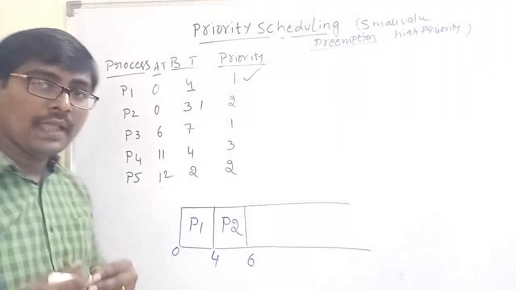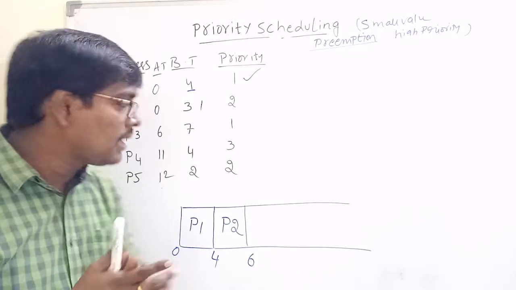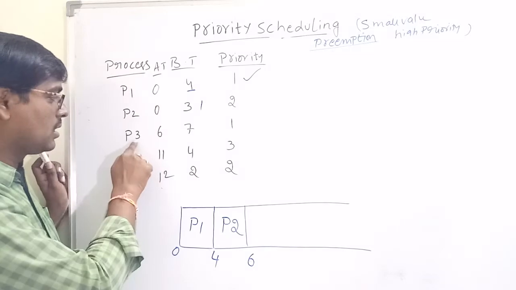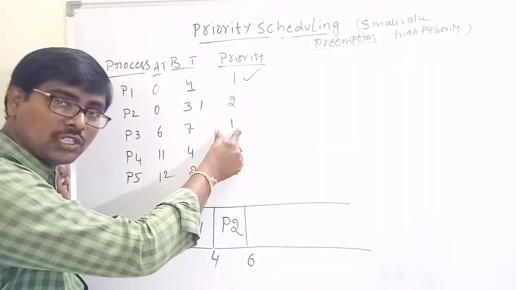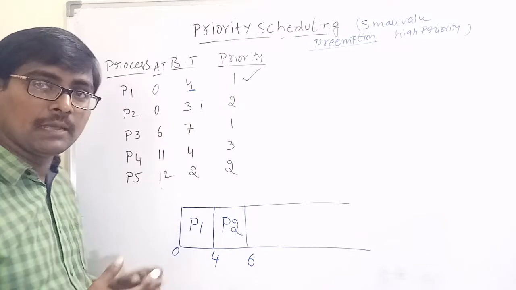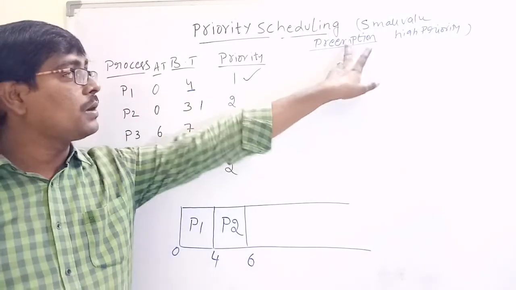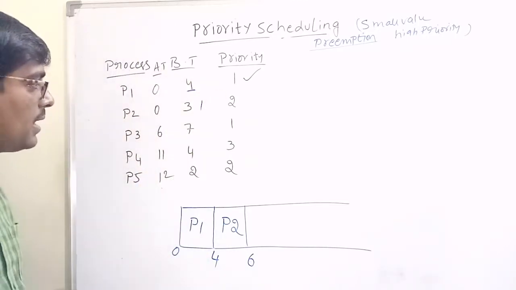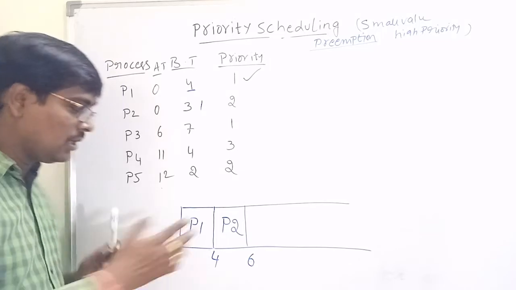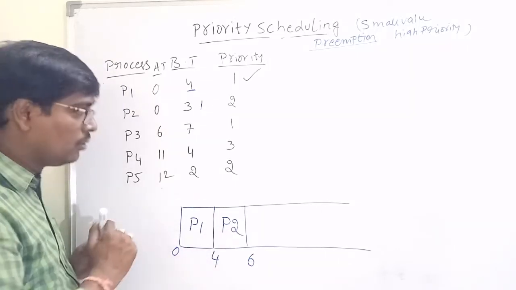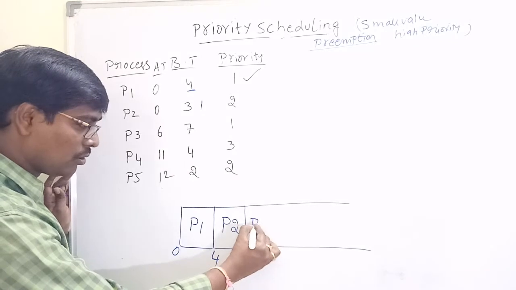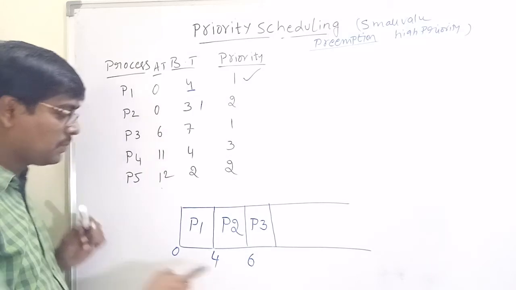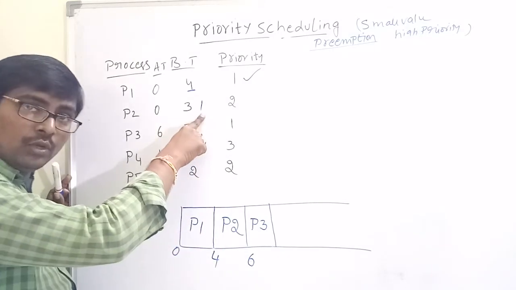Now what is the priority? What is the priority of the newly coming process and the running process? The newly coming process has the highest priority compared to the running process. Then what to do? You have to perform preemption. You got it? The newly coming process has the highest priority, so simply preempt the process. Stop P2 and allocate the CPU to process P3. P2 requires 1 more unit of time.